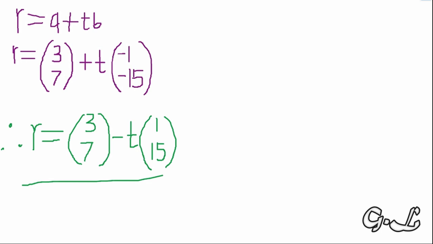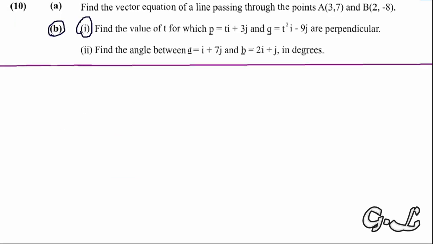So R is simply equal to that one. This is how you score marks in an exam room. This is how you're supposed to answer such questions. Let's go to the next part of this question, which is part B. We're going to start with Roman numeral 1. Roman numeral 1 states: find the value of t for which vector p equals ti plus 3j and vector q equals t squared i minus 9j are perpendicular.